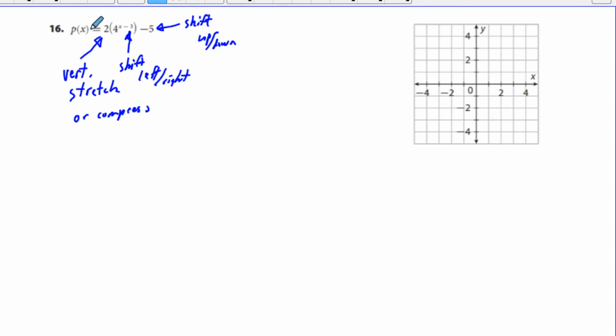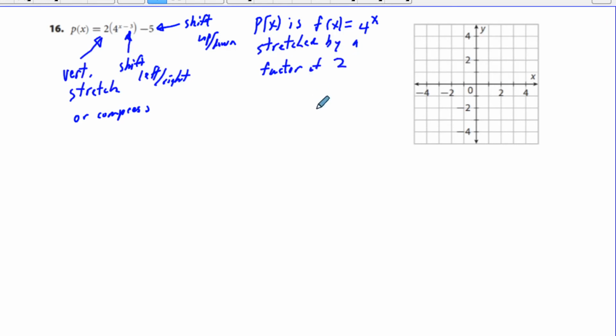So I'm going to say here f of x, or p of x, is f of x equals 4 to the power of x. This 2 will be stretched by a factor of 2. Will be this minus 3.